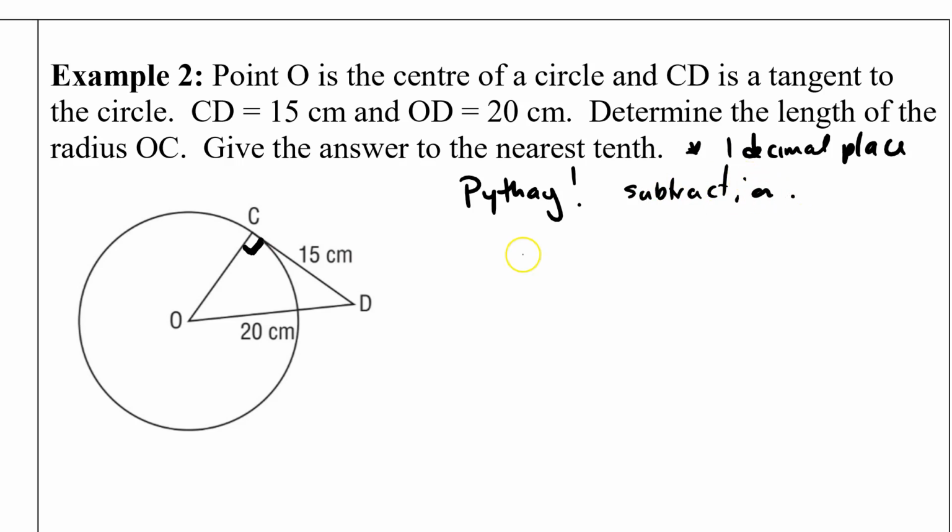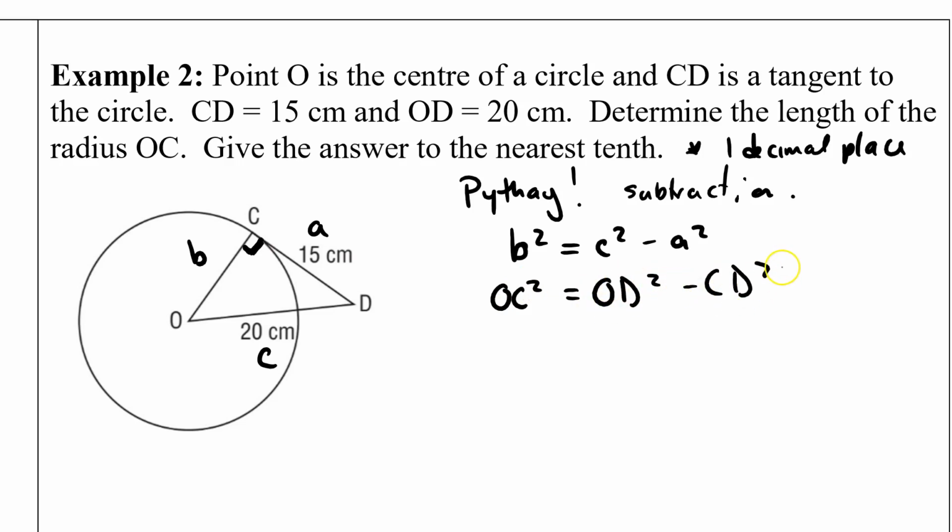So if I were to say this, I would say b squared equals c squared minus a squared, where c squared is always going to be the hypotenuse. Okay, so I'm going to say this is c, and this is a, and this is b, my unknown. So now, like a good little math student, I'm going to substitute what the actual letters are here. So I'm going to say this is OC squared equals OD squared minus CD squared.